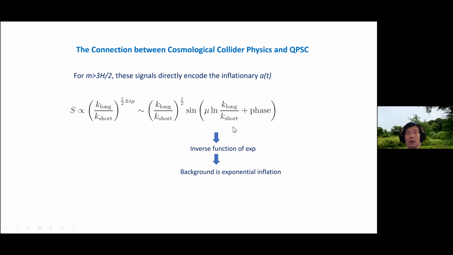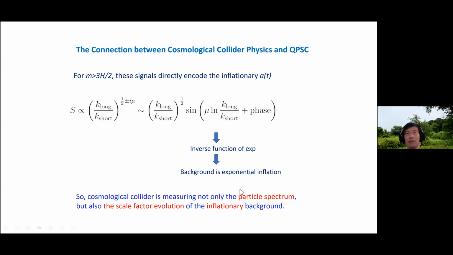And in retrospect, the fact that we get log in cosmological physics is precisely because we have already assumed an expansion in the background, because this is the inverse function of exponential. So the cosmological collider physics is measuring not only the particle spectrums, but at the same time, even though we didn't realize, it is also measuring the scale factor evolution of the inflation background just by staring at the log dependency.